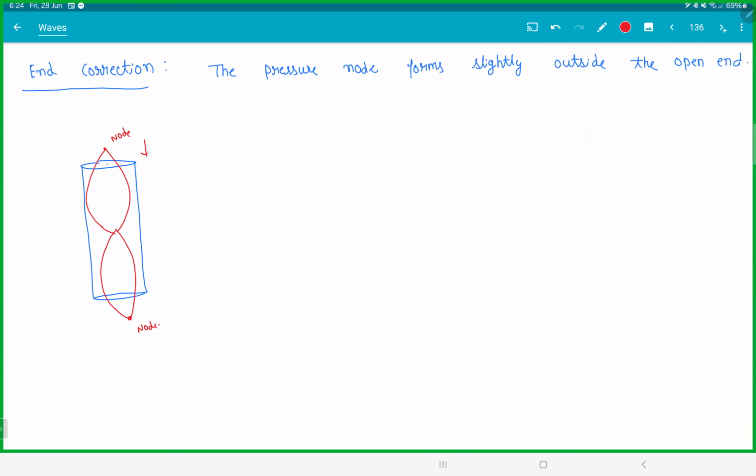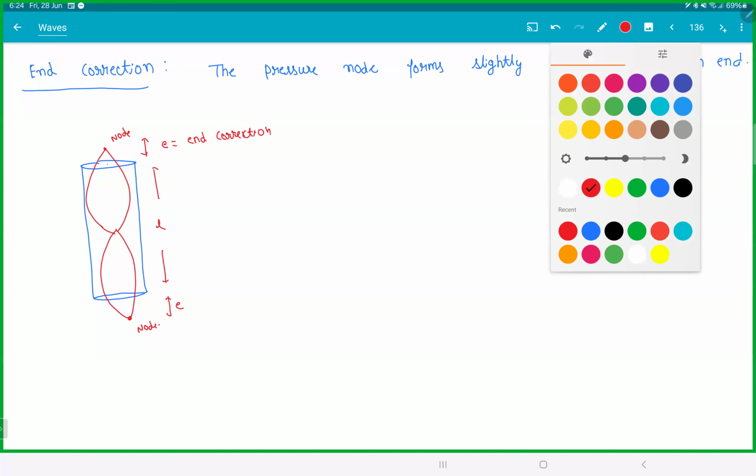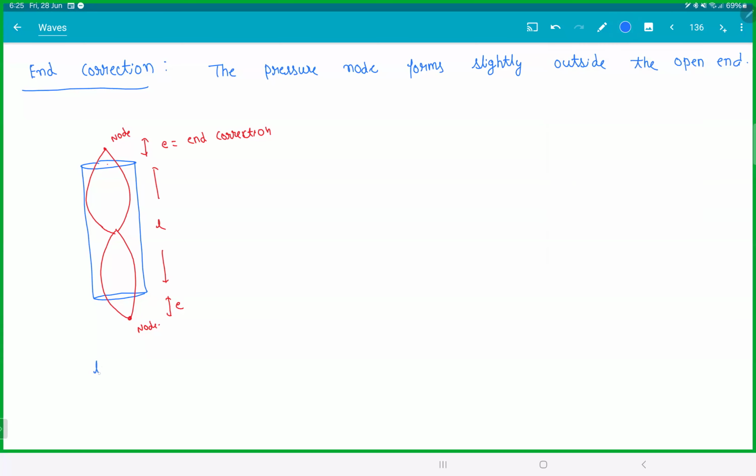So this distance here is called end correction, meaning for the whole wave, the length of the pipe is not L, but it is actually L plus 2E. So the length of the pipe will become L plus 2E. So your formula will become F is equal to NV by 2L. L ka place will get L plus 2E. The E ka value is given by 0.6 R or 0.3 D, where R is the radius of the pipe or D is the diameter.